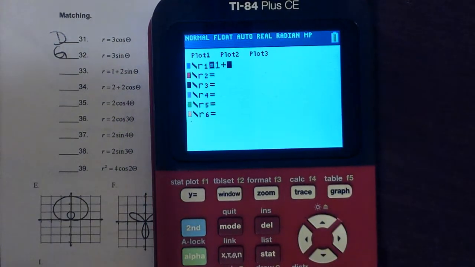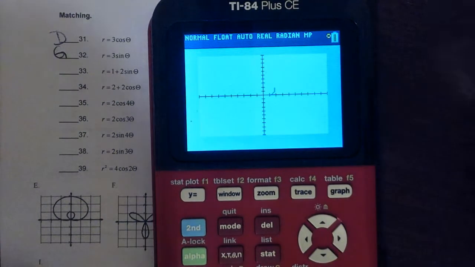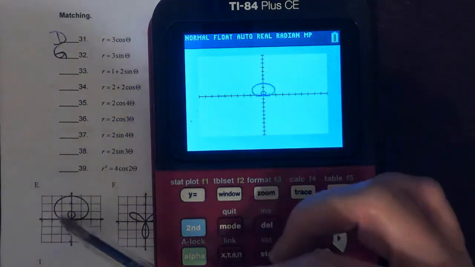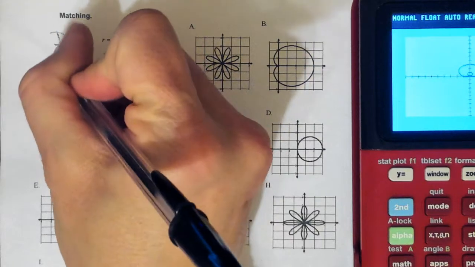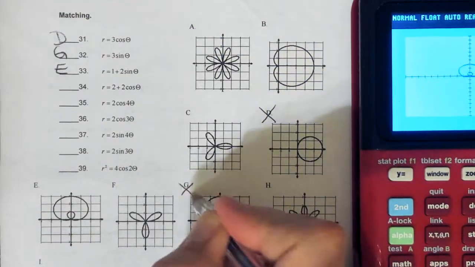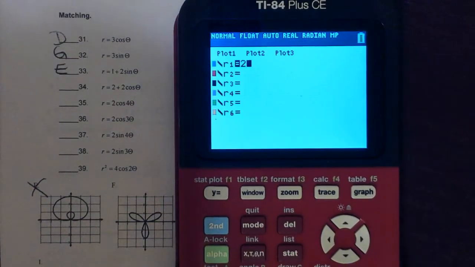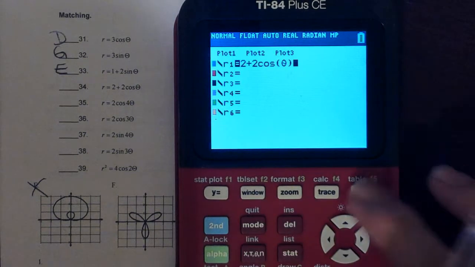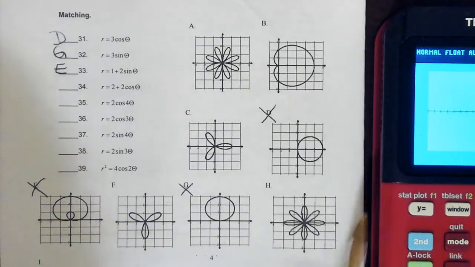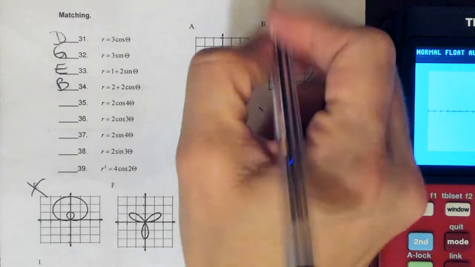So we've got 1 plus 2 sine theta, and I hit graph. And it looks like I have a limacon with a loop, which is letter E. And as you use them, I would mark them off so that you don't have to worry about those anymore. Okay, then we have 2 plus 2 cosine theta. And this is the cardioid, the one that looks like the heart, and it's going to the right, so that's letter B. Cross that one off now.